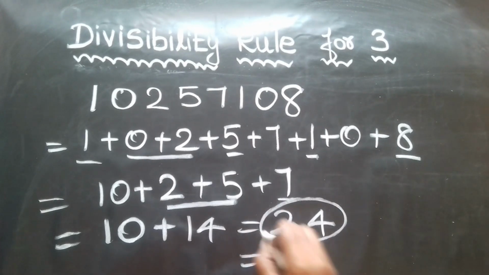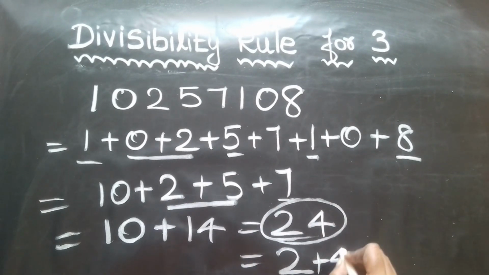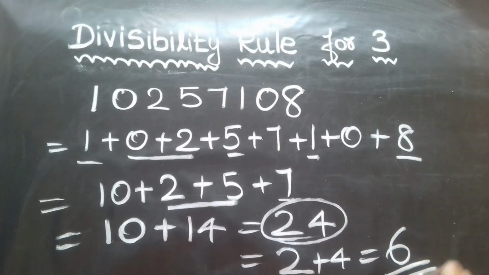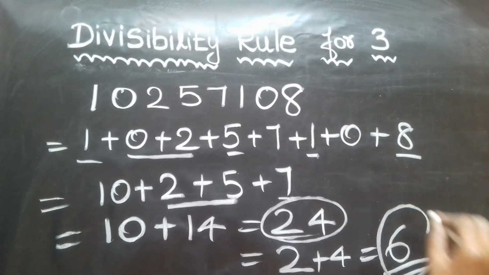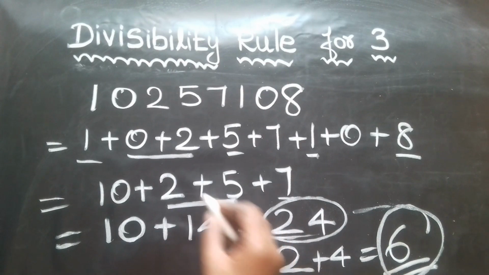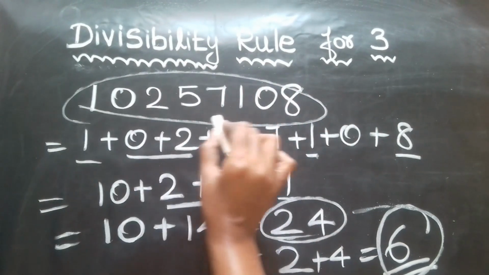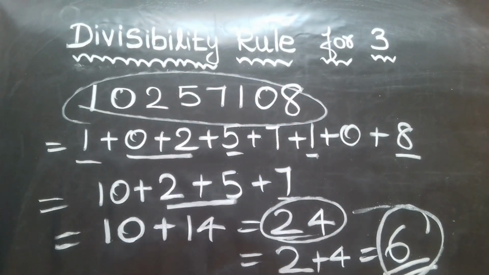Then again you have to do the digit sum: 2 plus 4 equals 6. So the pattern we observed is 3 or 6 or 9. Then we can say that it's in the 3 times table. So we have got the number 6, which means the larger number is in the 3 times table.